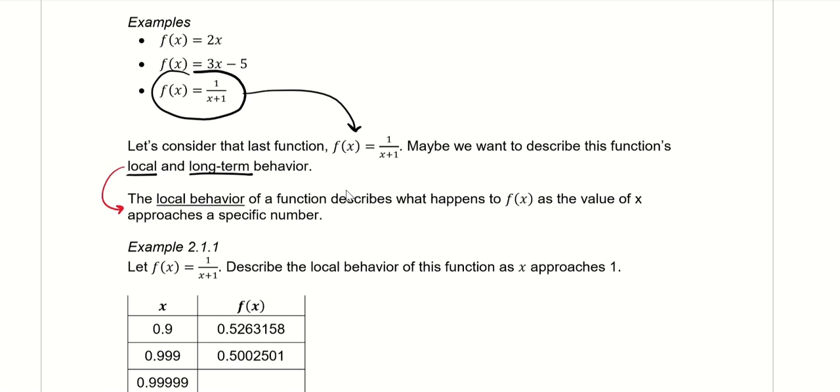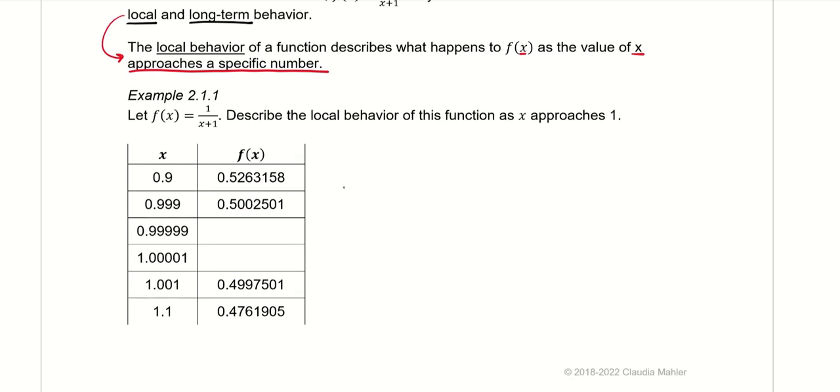When we talk about the local behavior of a function, we're talking about what happens to the function as the input, the x, approaches a specific number. So we have some specific value of x we care about, and we want to know how the function behaves as we get closer and closer to that specific value of x.